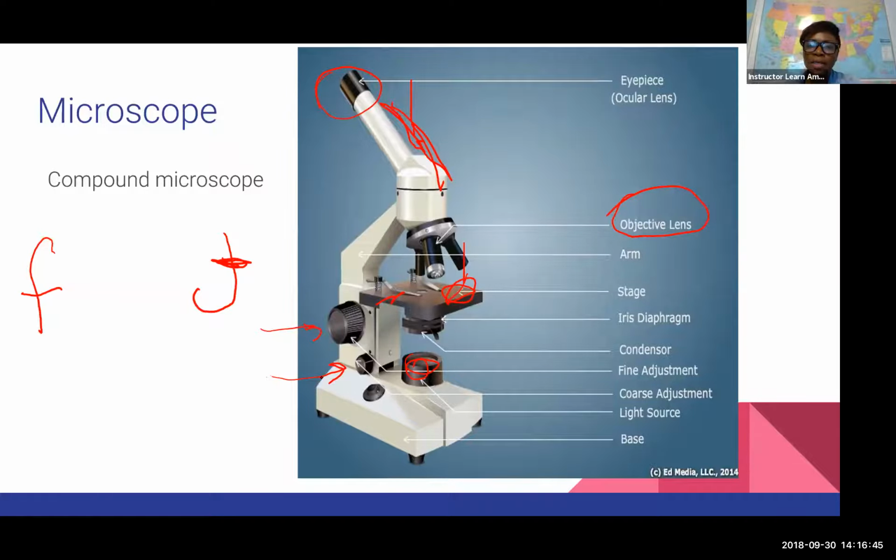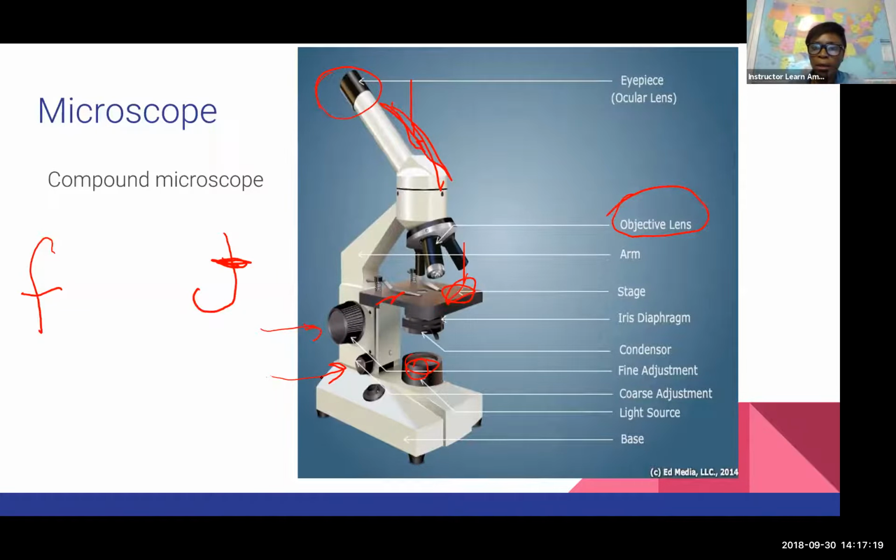And it's not suggested that you use the coarse adjustment knob when you are under the high power objective. If you leave the high power objective on and you're using the coarse adjustment, you can crush the slide itself. So let me clear that up. When you're using a high power objective, you want to use the fine adjustment knob, not the coarse adjustment knob.